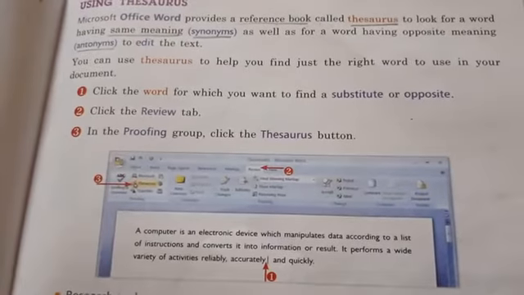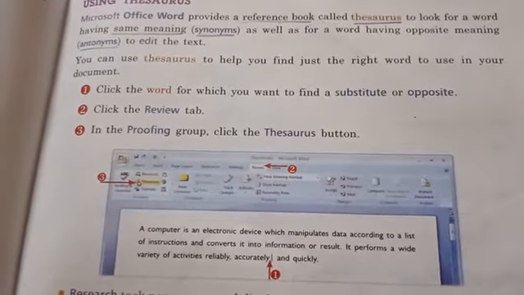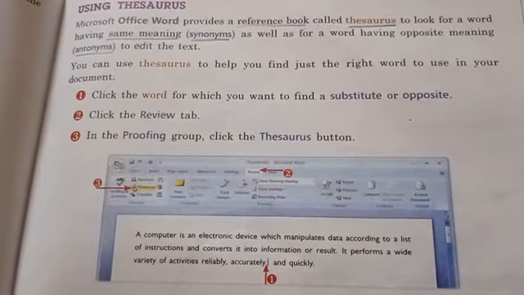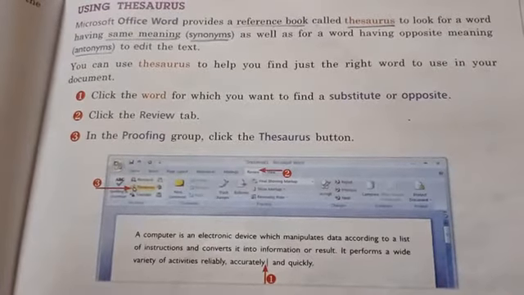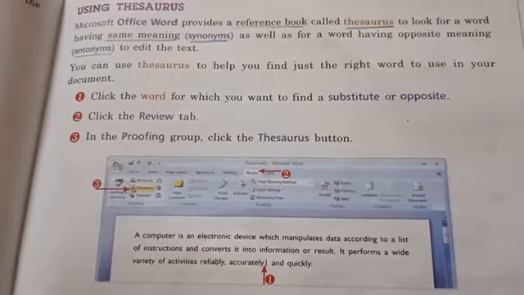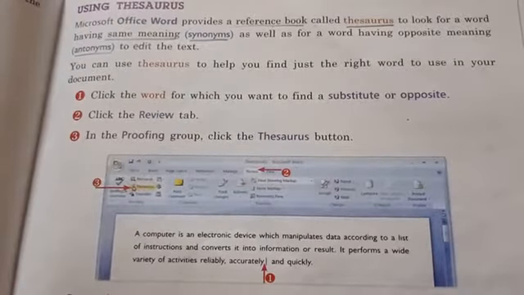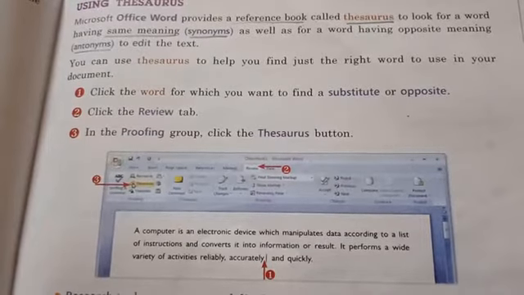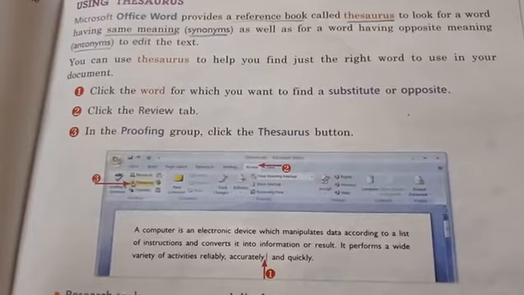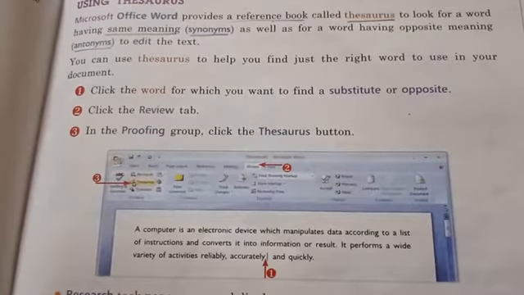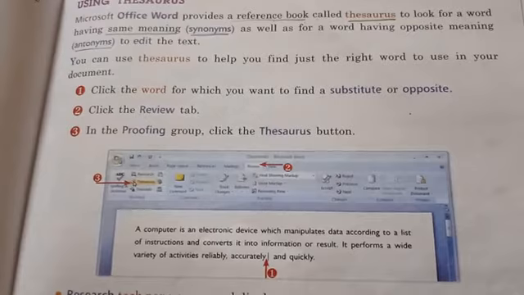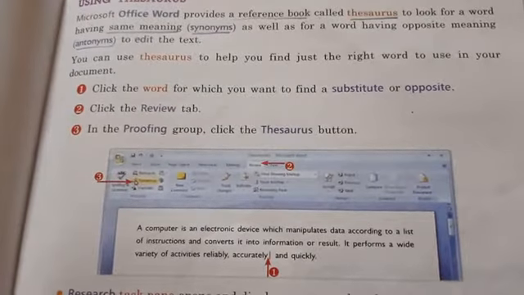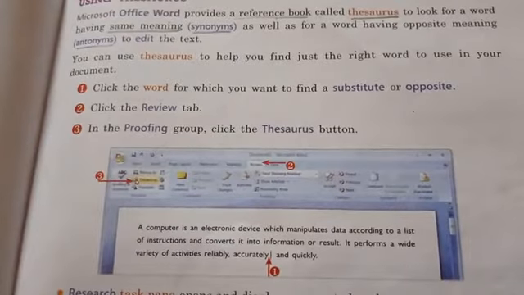Now it's clear for you what is Thesaurus. Microsoft Office Word provides you a reference book called Thesaurus. With the help of Thesaurus, you can take the words that are having the same meanings. You can search for these words that are having the same meaning, or you can search those words that are having the opposite meanings also. Okay, now we will learn how we can use Thesaurus.